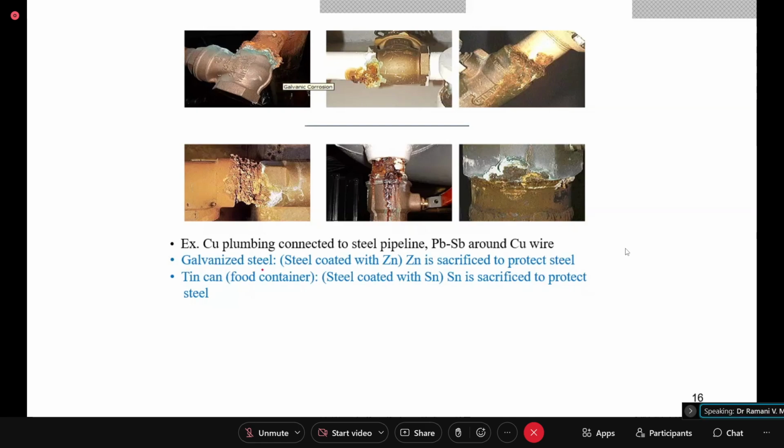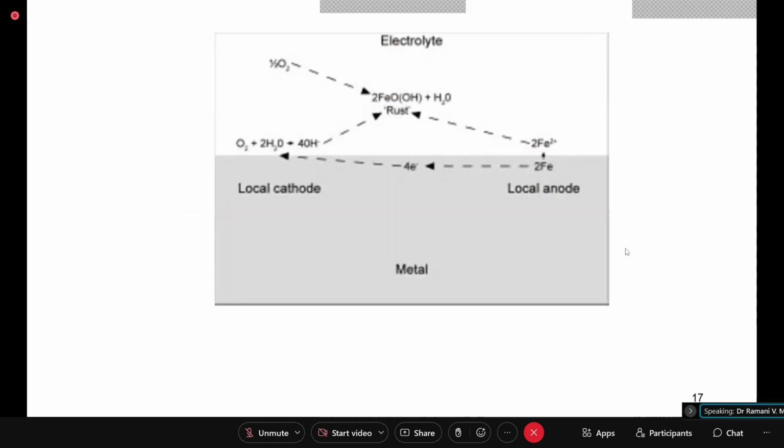Galvanized steel is steel coated with zinc. Zinc is sacrificed to protect steel. And then tin food containers are steel coated with tin. Tin is sacrificed to protect the steel. So these are some of the examples of sacrificial protection of the lower metal, which is used for preparing the articles or your equipments.